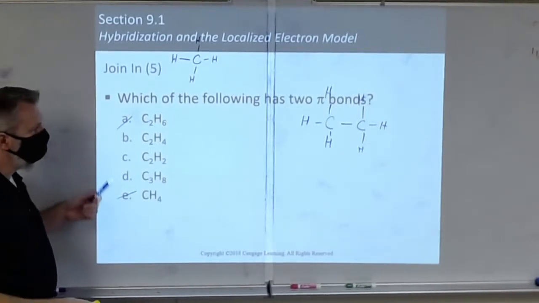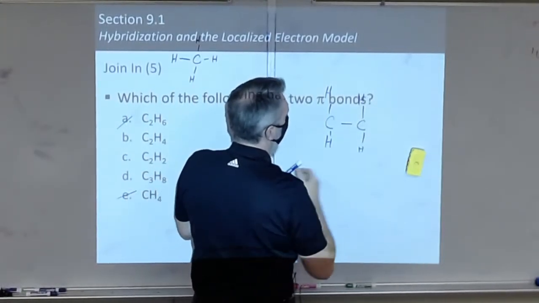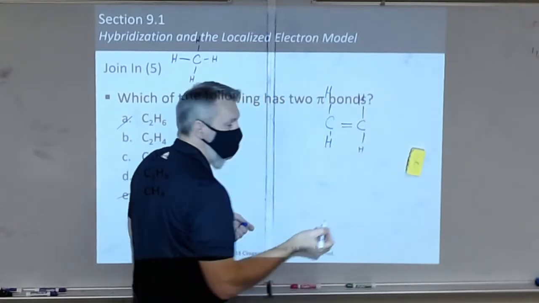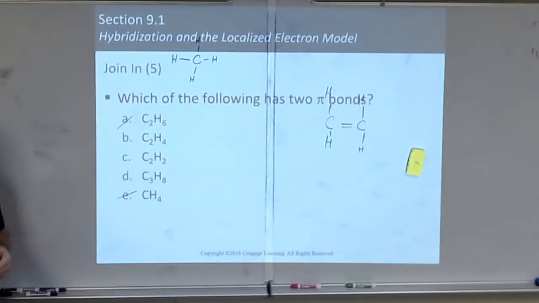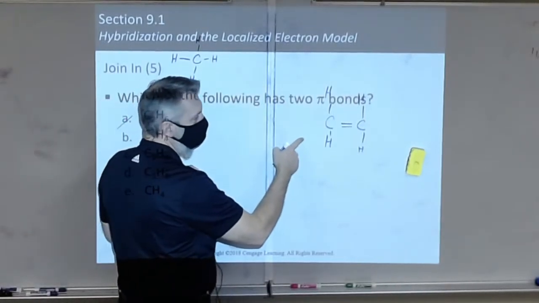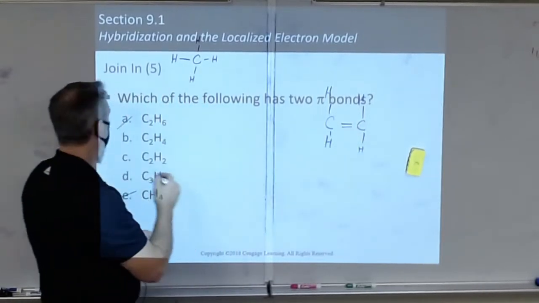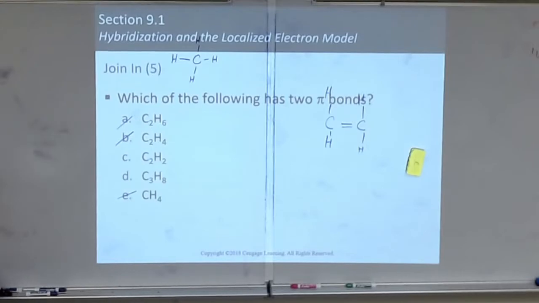C2H4, right? Let's take a look at this one. I'm going to get rid of these H's. Put a double bond here, and that's C2H4. So how many pi bonds are here? There's 1 pi. How many sigma bonds are here? 5. 1, 2, 3, 4, 5. 5 sigma, 1 pi. Again, not our answer.